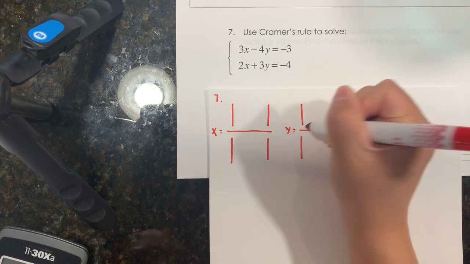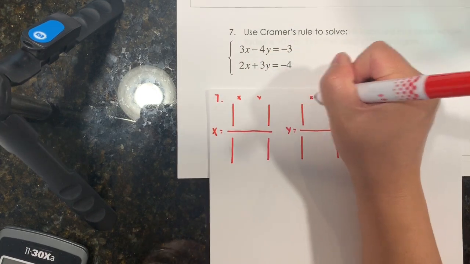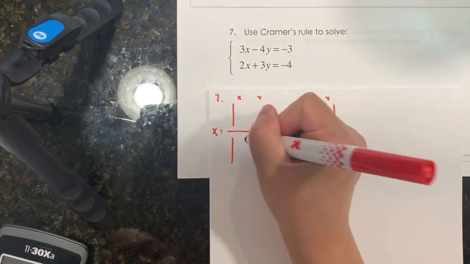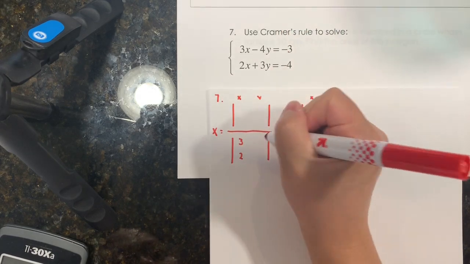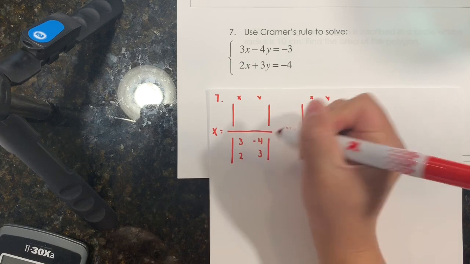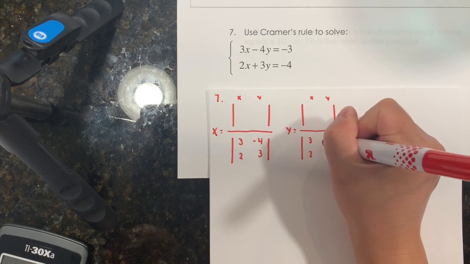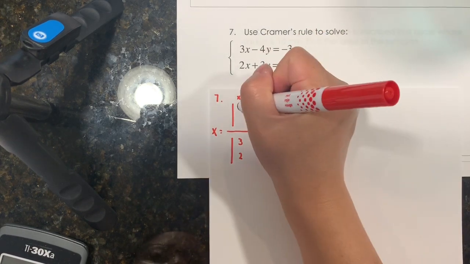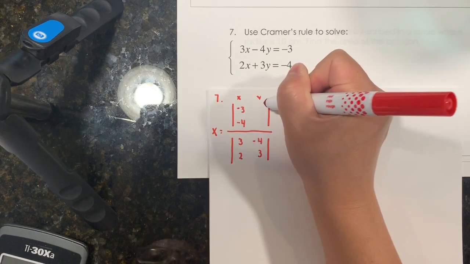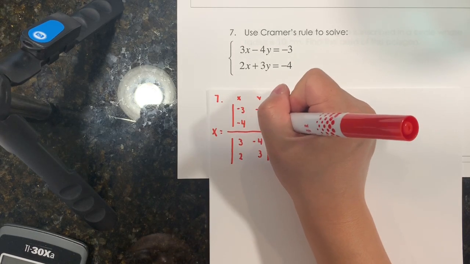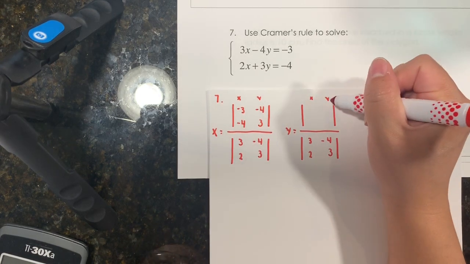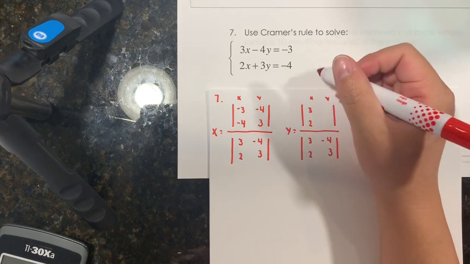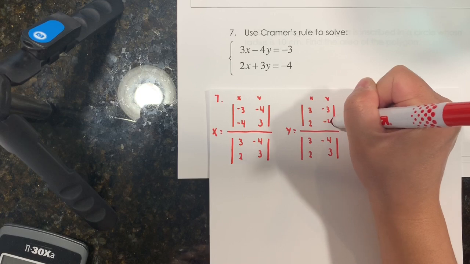Now remember, I basically make an x and a y column. In the denominator is where my coefficients are going to go. So the coefficient x is 3 and 2. And then -4 and 3. And both of them are the same. But when I'm solving for x, the x column turns into the equals. So that would be -3 and -4. But my y column stays the same at -4 and 3. If I'm solving for y, my x column stays the same at 3 and 2, but my y column changes into what the equations are equal to, so -3 and -4.